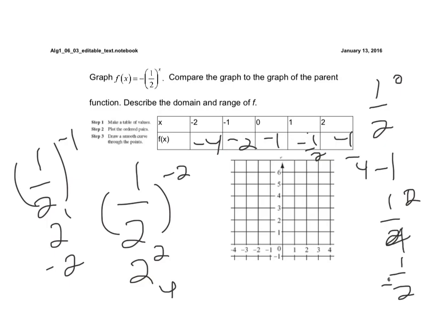So I have negative 2. Negative 2, I did this wrong. Negative 4, I took the wrong graph here. Sorry about that, guys. Negative 2, negative 4, negative 1, negative 2, 0, negative 1, 1, negative 1/2, and then 2. And so in this case, this graph looks like this.